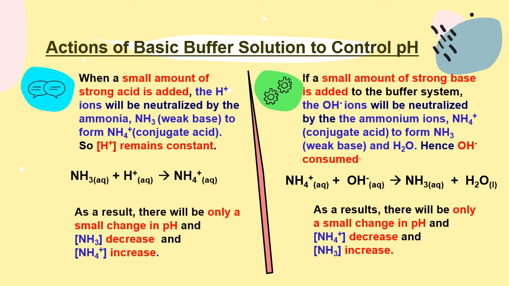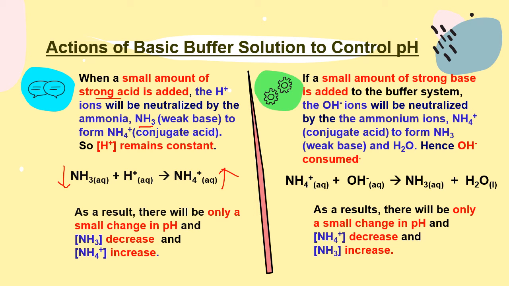When a small amount of strong acid is added, it will react with ammonia. So the H plus from the strong acid will be neutralized by the ammonia, which is a weak base, and then forms ammonium, the conjugate acid. That's why the concentration of the H plus remains constant. So this is the equation. Ammonia reacts with the added strong acid, so it forms ammonium. Meaning that the concentration of ammonia decreases because it reacts with the strong acid, and the concentration of ammonium increases. The most important conclusion is only a small change in pH.